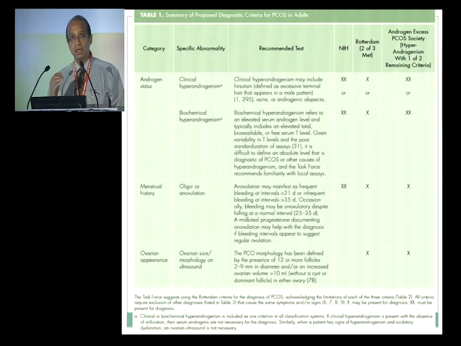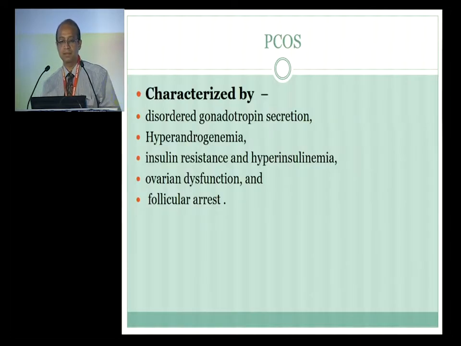So the NIH only included this, clinical or biochemical androgen excess and menstrual history. The Rotterdam, 2 out of the 3. In addition, they wanted ovarian appearance, size and morphology on ultrasound. So 2 out of 3, if present, it's enough. The AE-PCOS Society was almost a mixture of this.